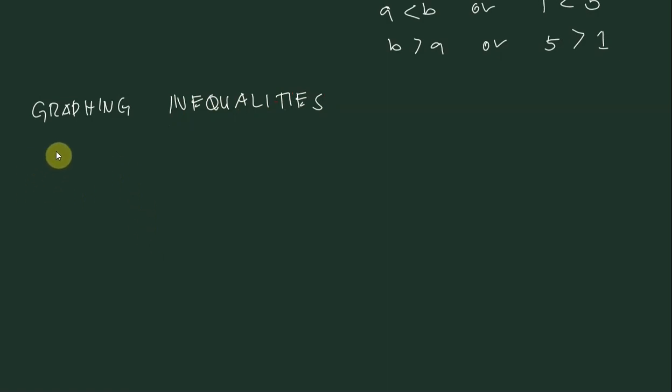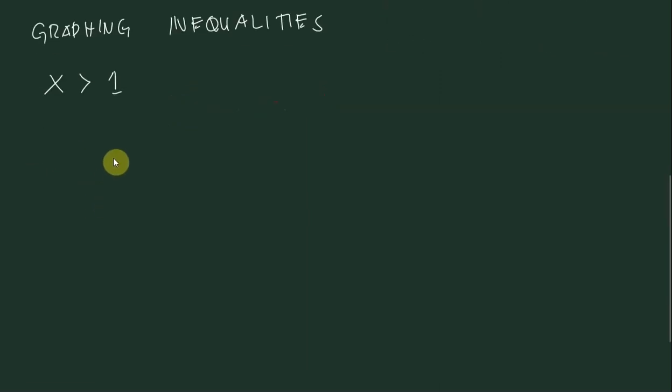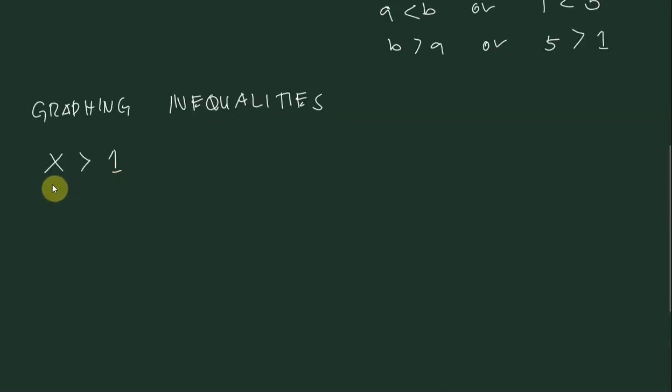Now let's say we were given the statement x is greater than 1. What do we mean by this? In order for this statement to be true, what are the values of x that will satisfy this statement? We have x is equal to 1.1, and 1.1 is greater than 1. We also have x equal to 1.2, or 3, or 4. You can go all the way to positive infinity here.